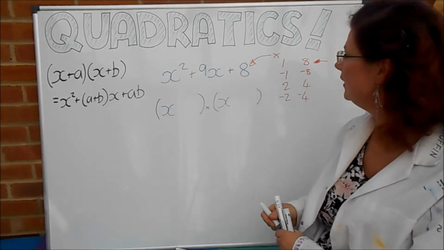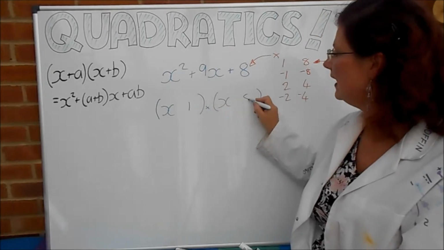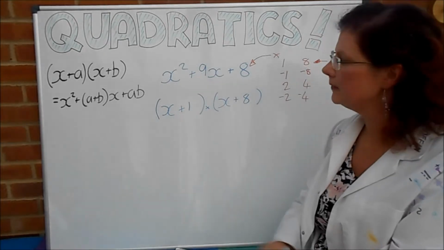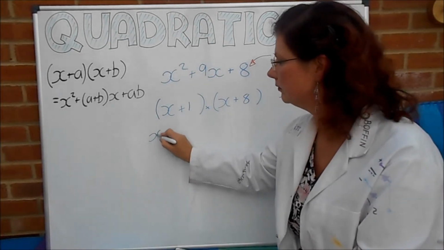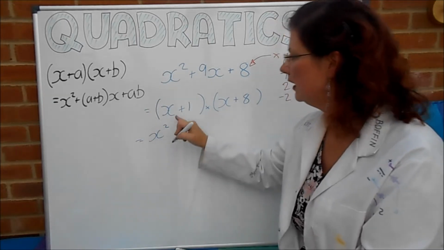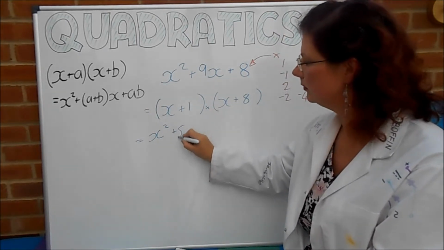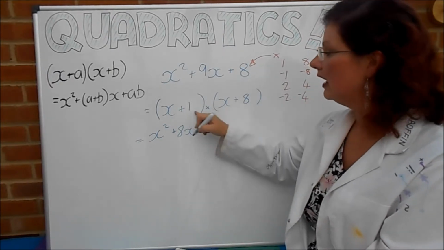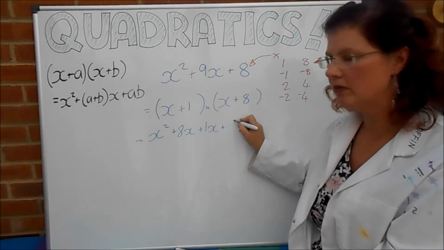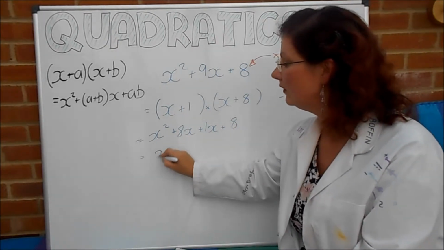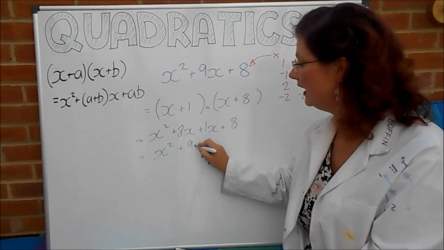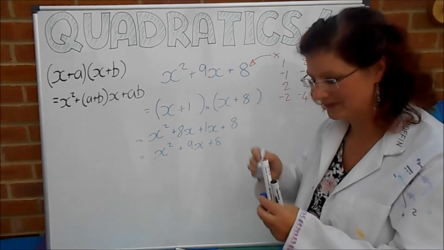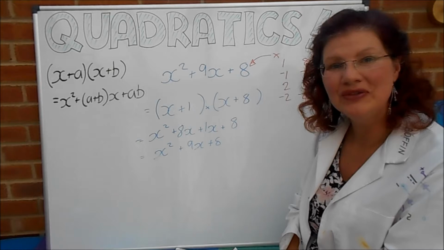So we're just going to write those ones in. A 1 and an 8, and they're both positive. Just to check, we're going to multiply out the first two, the outside two, the inside two, and the last two. 1 times 8, remember. So that simplifies down to x squared plus 9x plus 8, which is what we started with. Ta-da!